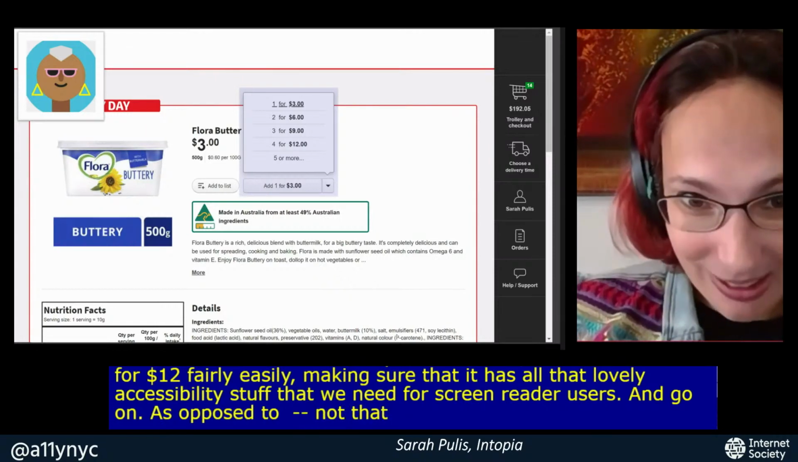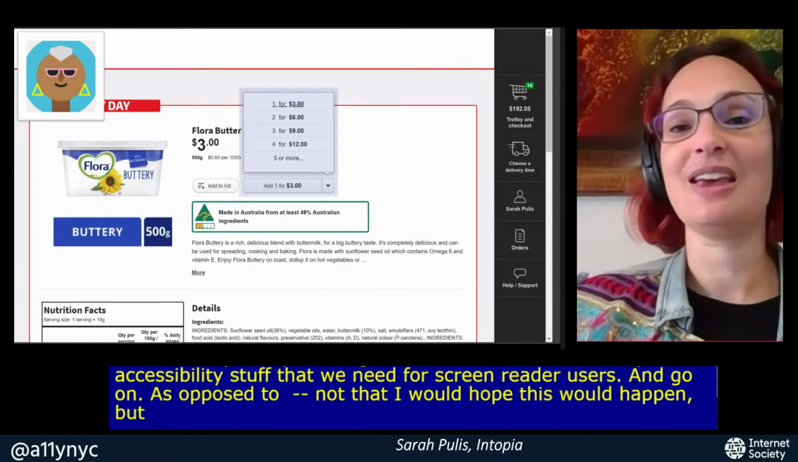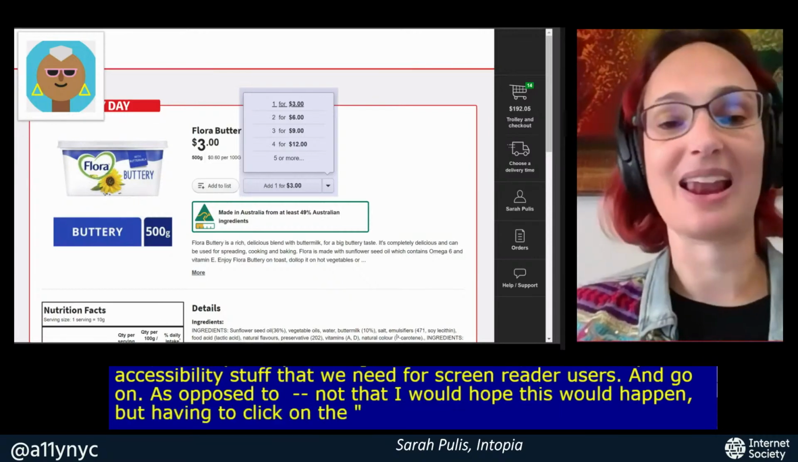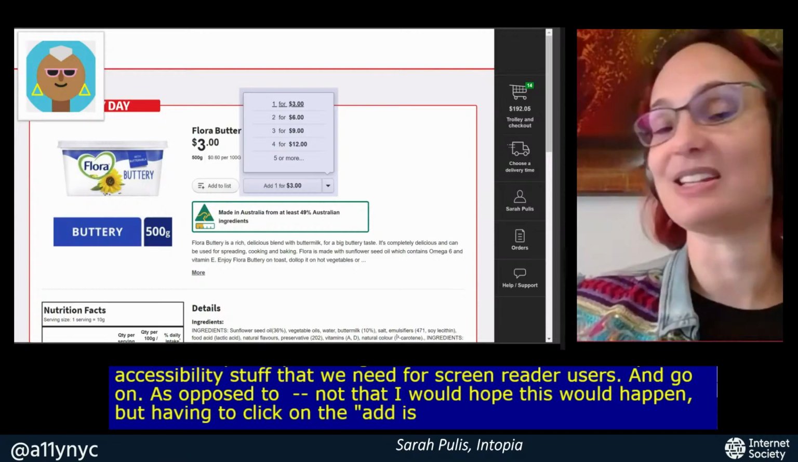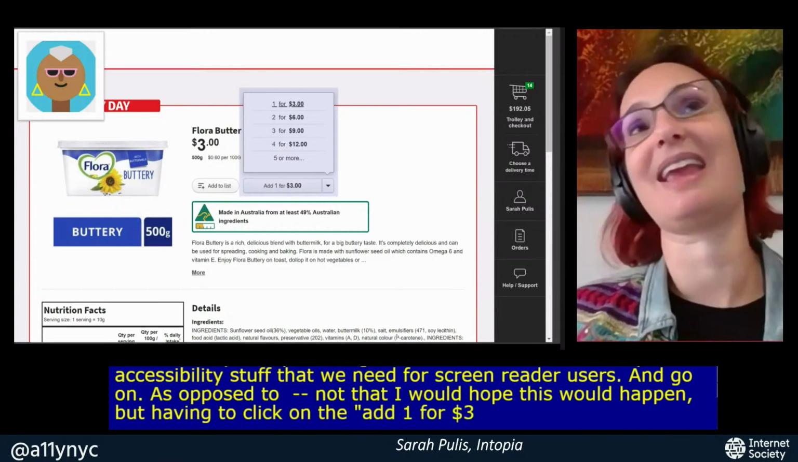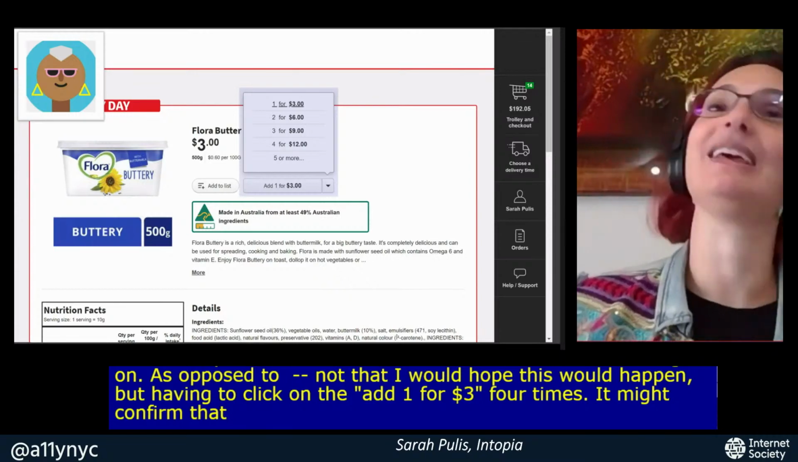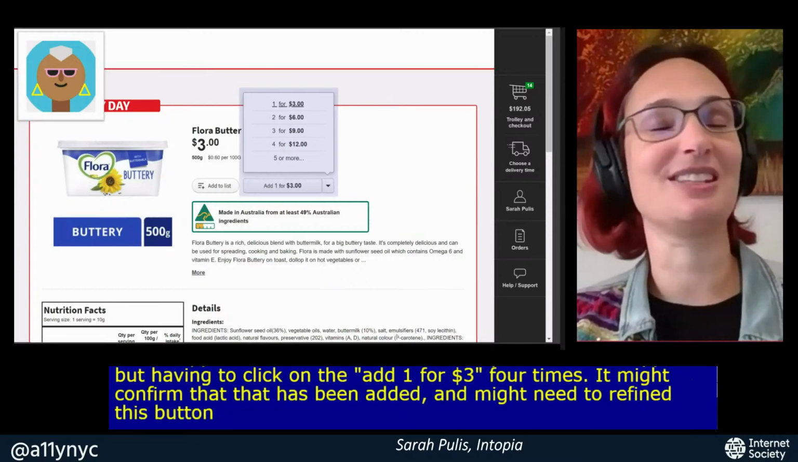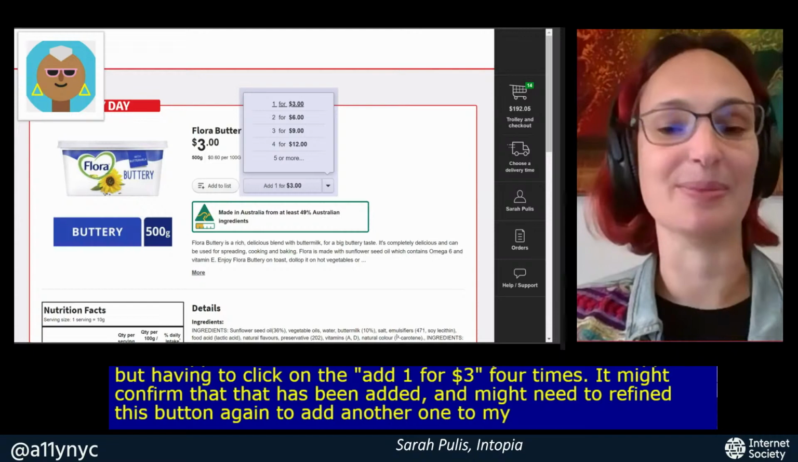If I had to click on the add one for $3, it might confirm that it has been added, and maybe I need to re-find this button again to add another one to my cart. That's clearly where these questions of efficiency with minimal effort will fail dismally.